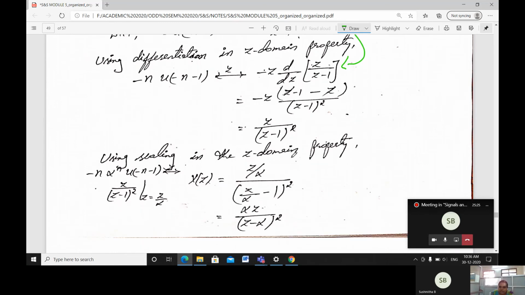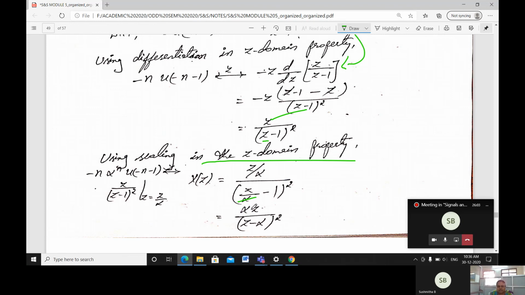Then using scaling in the z domain, alpha raised to n is there, right? For that reason, what we can write here is that wherever z is there, it is going to change as z divided by alpha. Wherever z is there, you have to change it as z divided by alpha. Here also z is there, z by alpha. Here also z is there, z by alpha. You have to substitute and go for simplification again here.